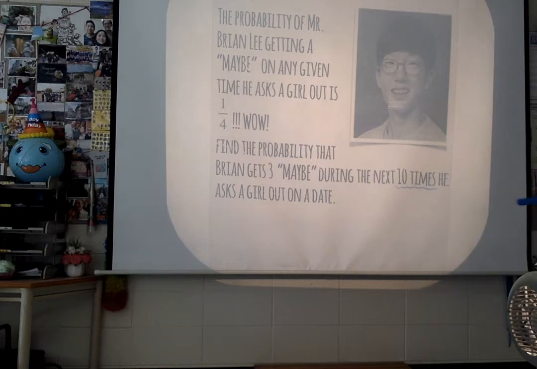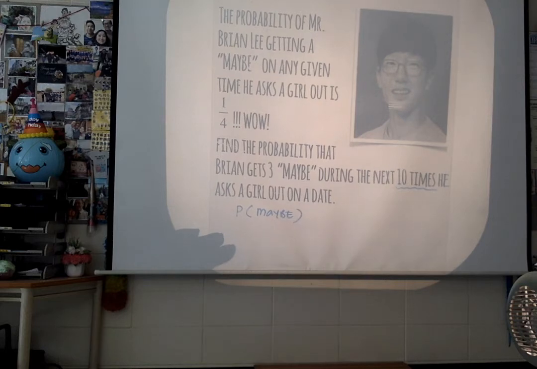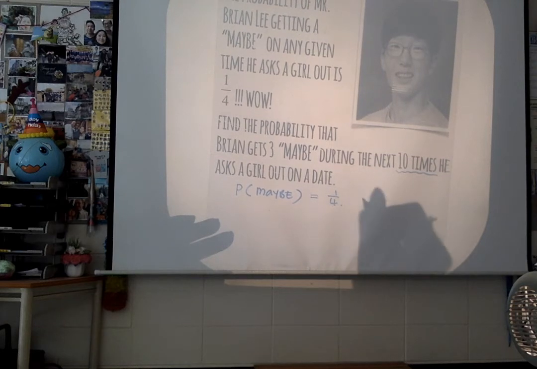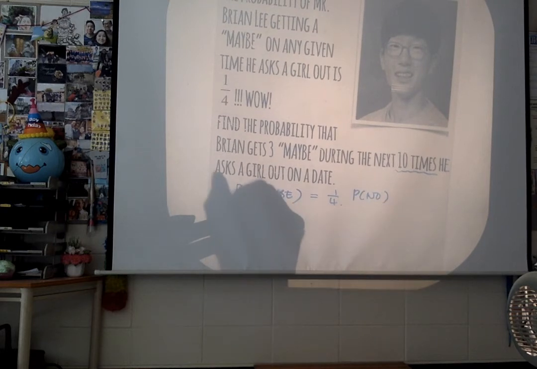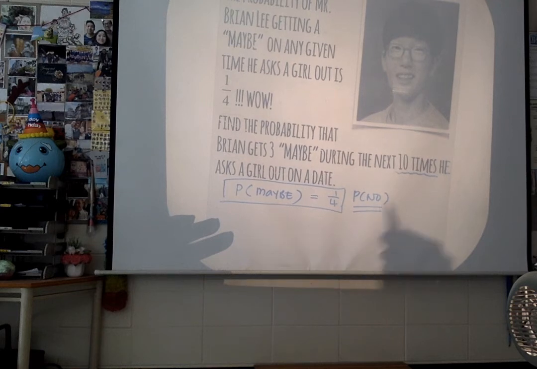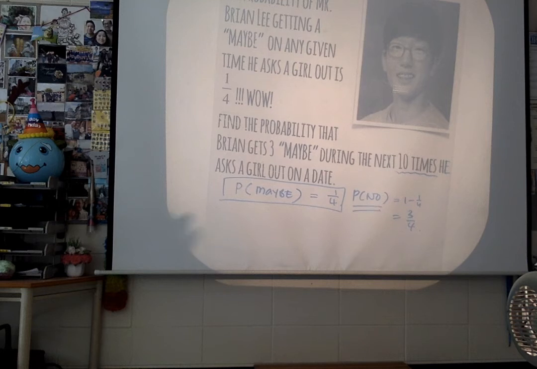So he's going to ask 10 times, okay? Let's think about this. Probability of maybe is what? 1/4, we said, right? Now what is the probability of no then? If the probability of maybe is 1/4, what's his probability of a no? Success, failure. You're right. It's 1 minus 1/4, which is going to give you 3/4. I'm sure you guys knew that, okay?